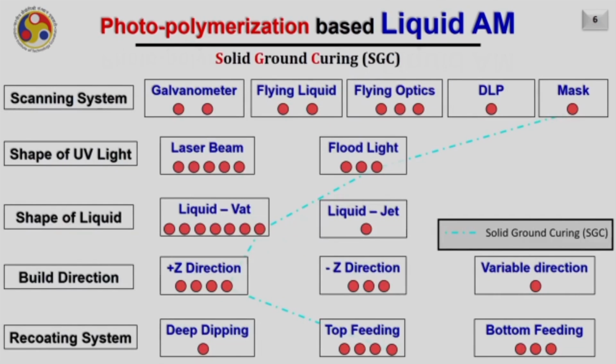Our next system will use a mask for the scanning. As it is using a mask, it will use floodlight instead of a sharp laser beam. Meaning the light will be monochromatic but not coherent. Then we will use the shape of liquid as liquid vat because there will be a bed of liquid. The build direction will be in the plus Z direction and the recoating system will be through top feeding. Such a system is already available and it is called solid ground curing.